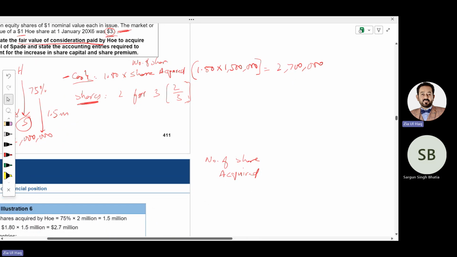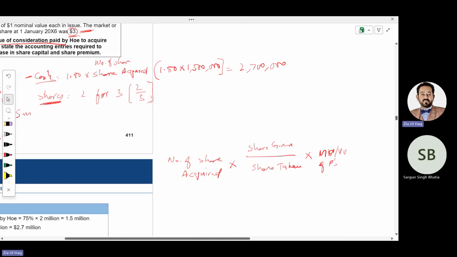Number of shares acquired into share given divided by share taken, into market value or fair value of parent's share.